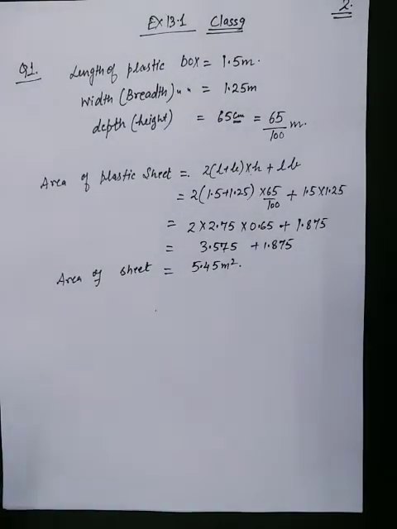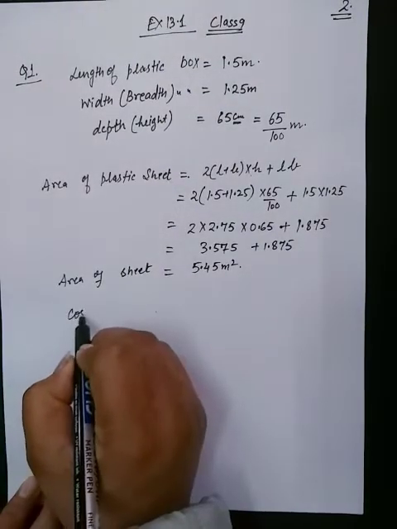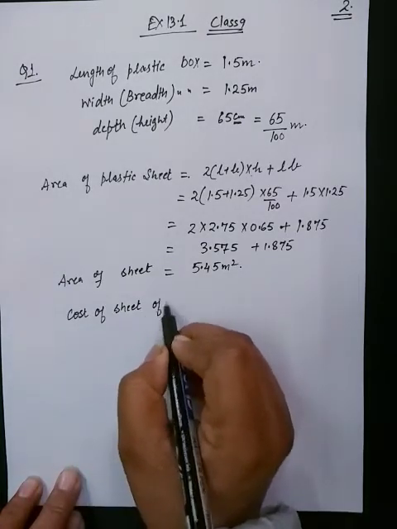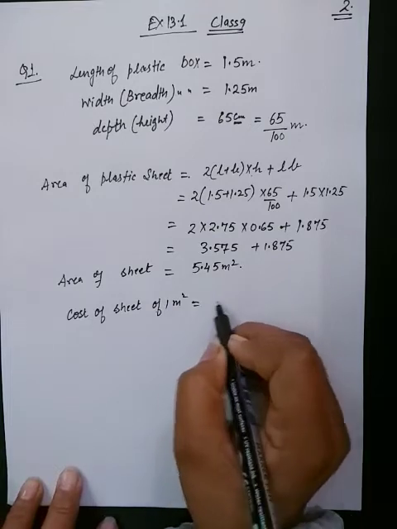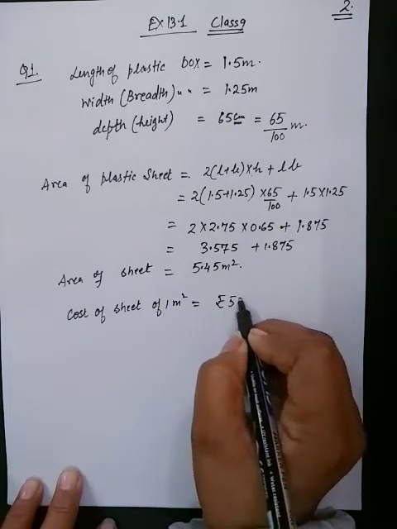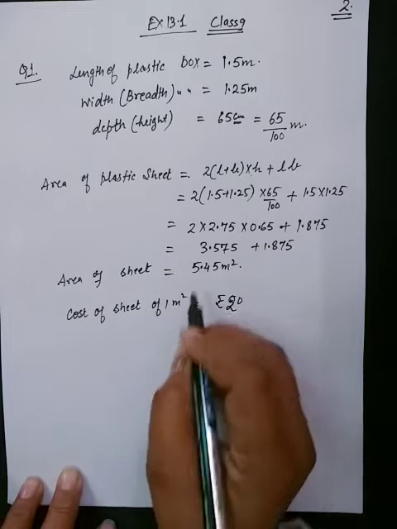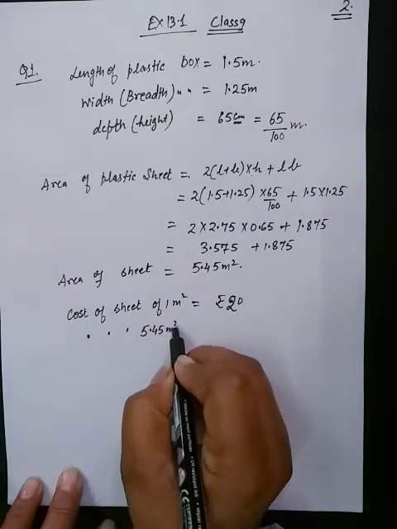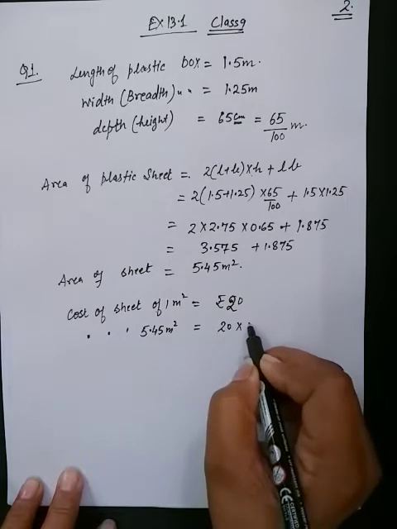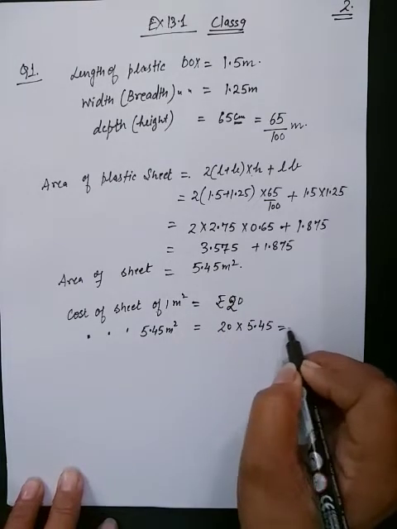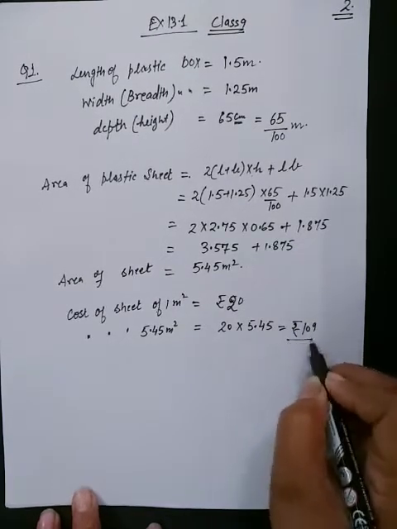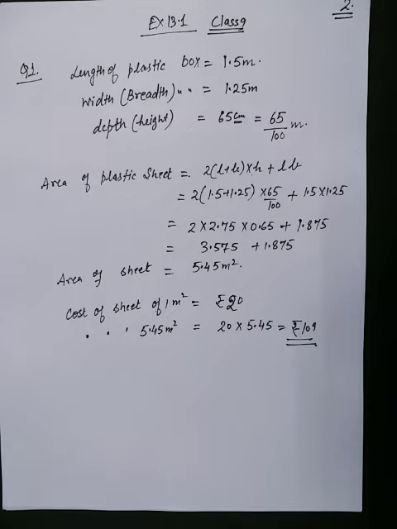Now we have to find the cost of sheet. Here cost of sheet of 1 meter square, that is given to us rupees 20, and we have to find the area of 5.45 meter square. So we will multiply 20 by 5.45 and we will get the cost as rupees 109. So this is the answer of our question.